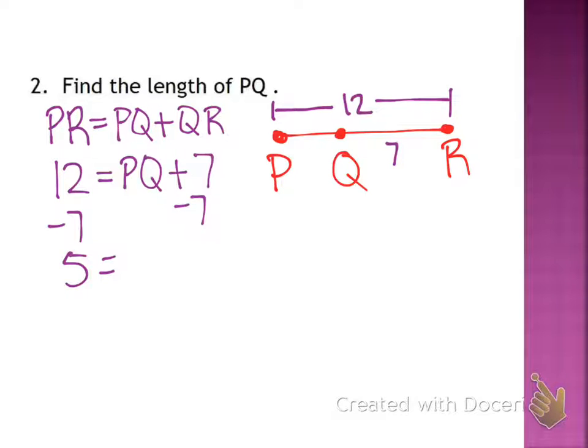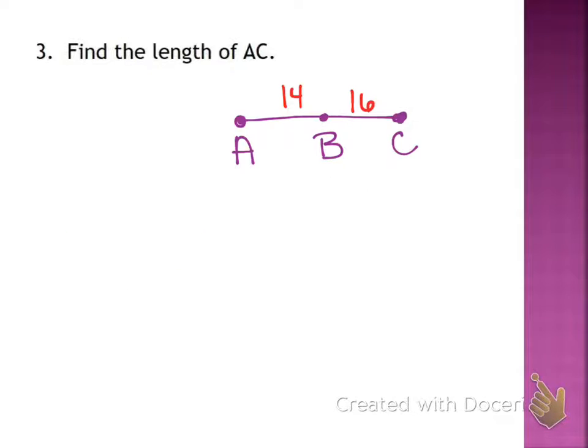So as many of you knew from the moment I drew the diagram, PQ has a length of 5. All right, so once again, I want to set this problem up using the segment addition postulate. Before I even start caring about my numbers, I know that AC is equal to which two segments? AB plus BC.